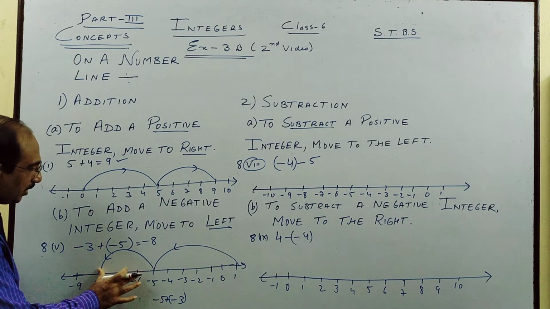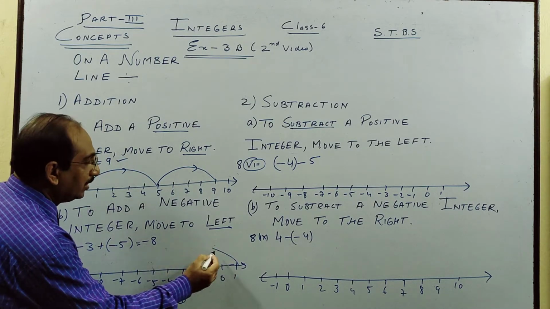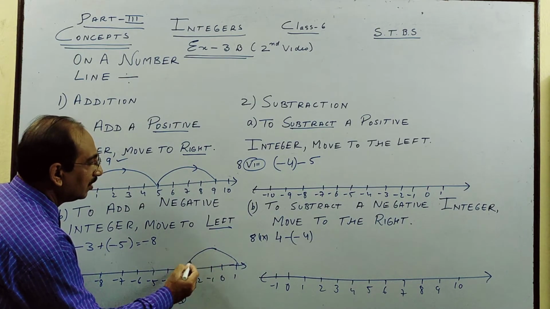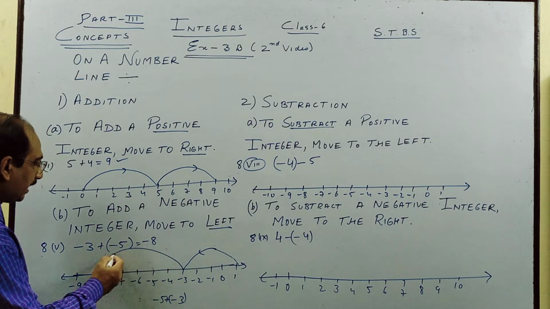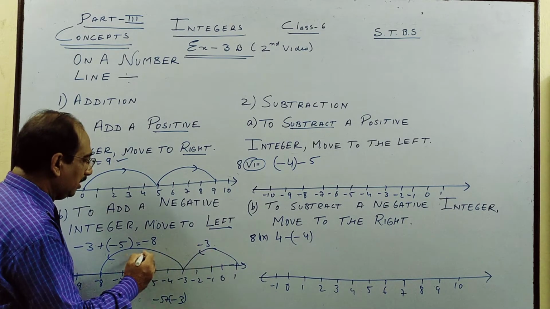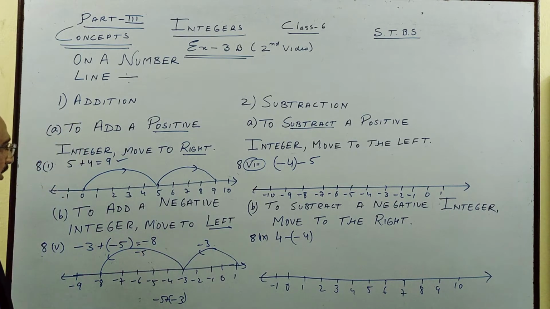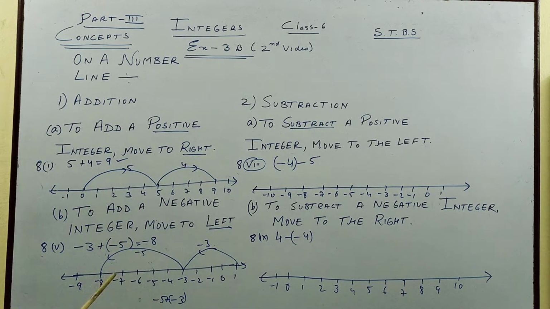In the next one, children, we will go first to minus 3. We first come to minus 3, then add minus 5, we move to the left. So we will land up at the same place. But here this is minus 3 and this is minus 5, like this was 5 and this was 4. So we move to the left.